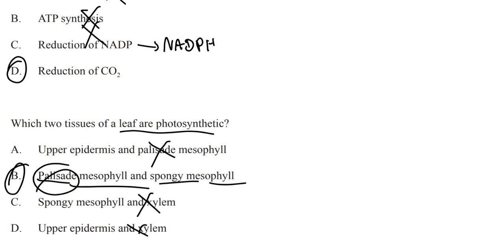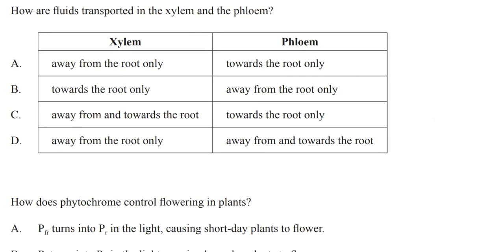The spongy mesophyll is a lower layer. They don't have that many chloroplasts, so not as much photosynthesis, but nonetheless, they will do photosynthesis. So B is correct.